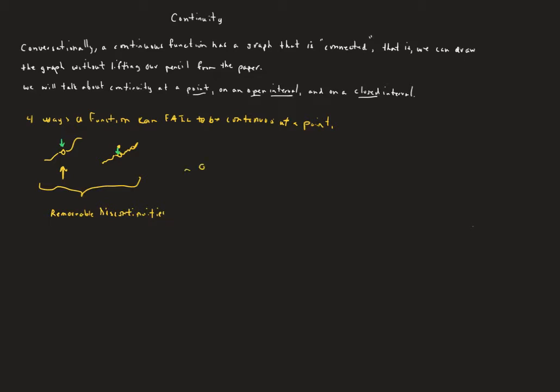Another kind can be something that looks like this, where we have that left-hand limit different than the right-hand limit. That is known as a jump discontinuity.